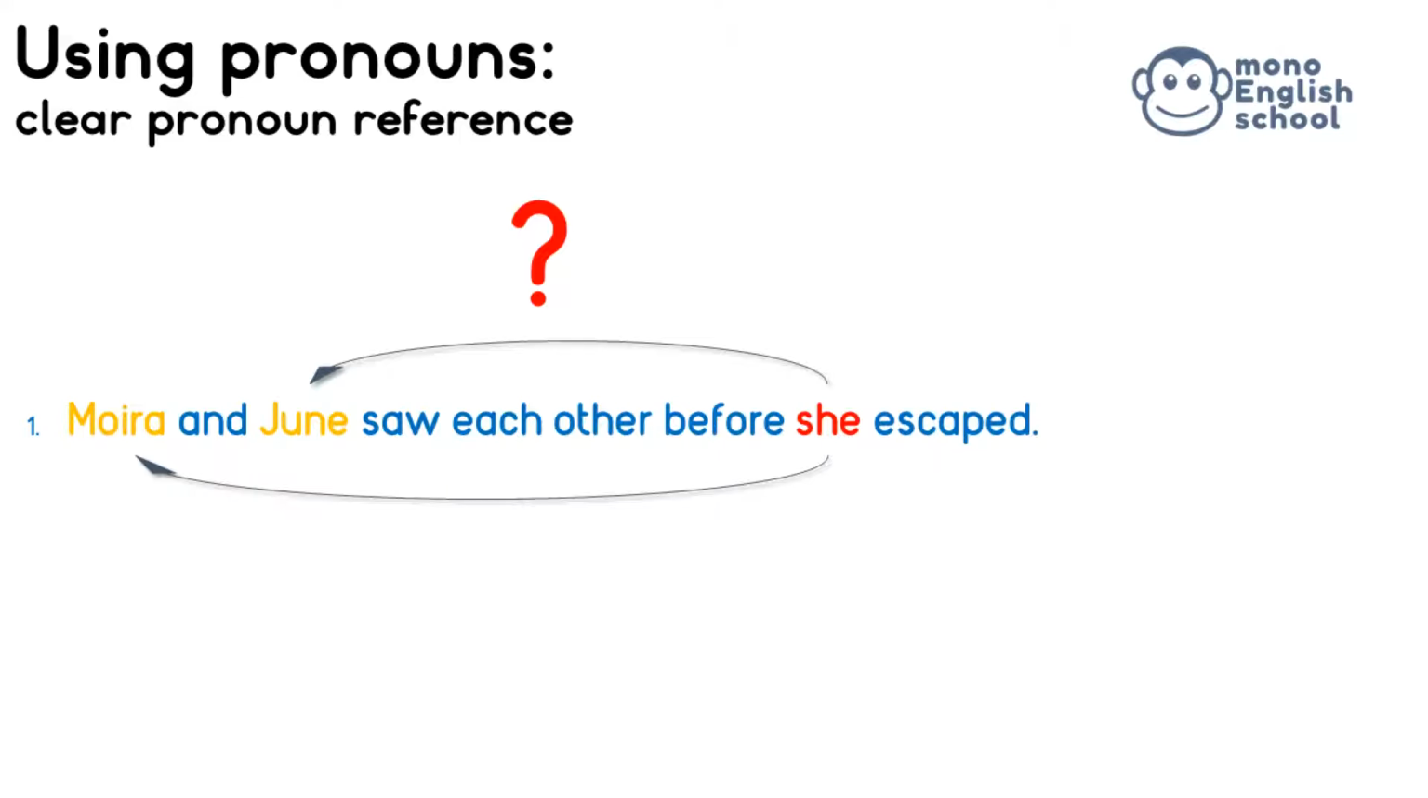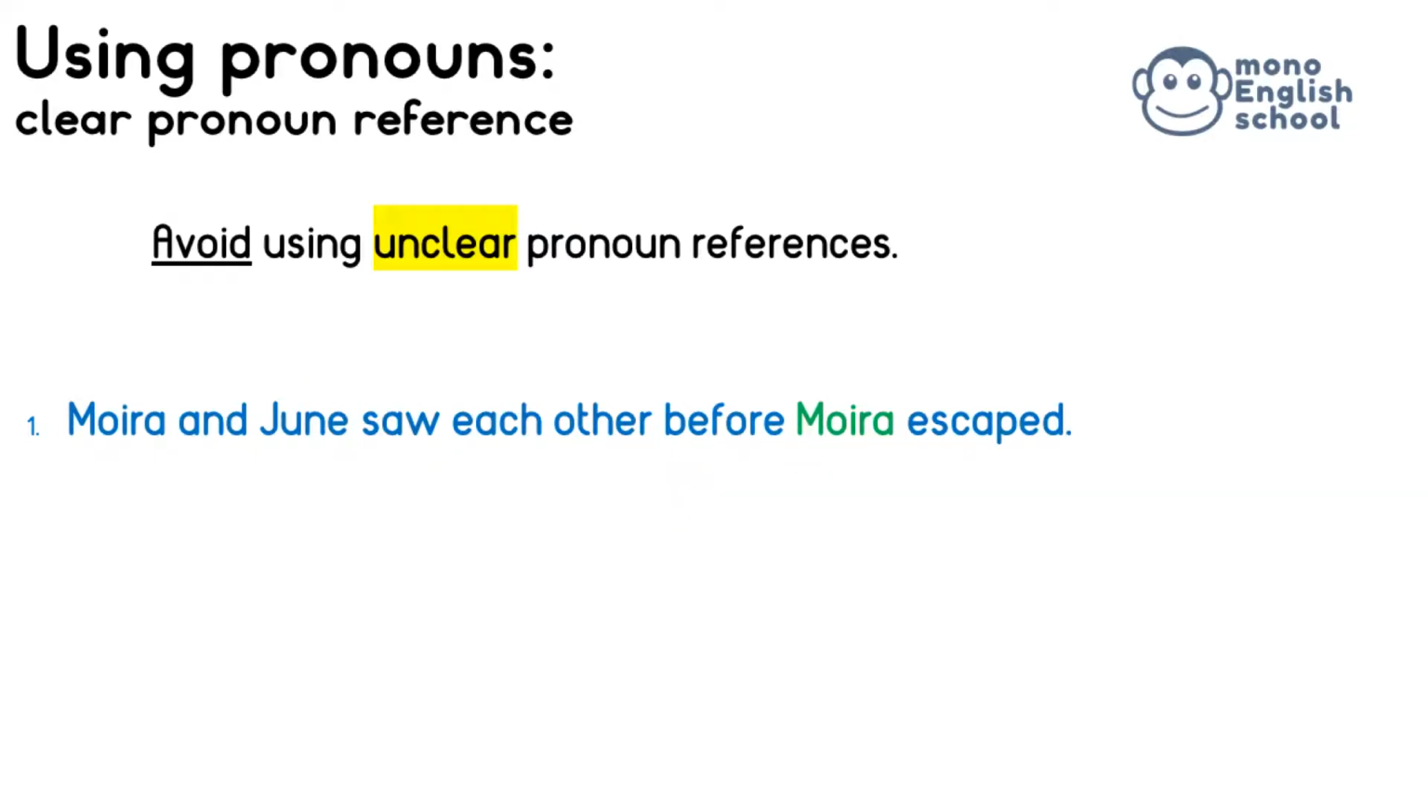The simplest way to avoid this kind of confusion is to simply include the name of the escapee again. So we should write, Moira and June saw each other before Moira escaped. Now, all ambiguity is avoided. Time for a quick comprehension check.